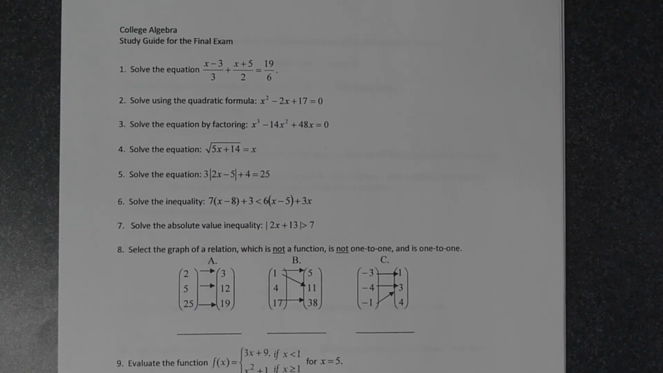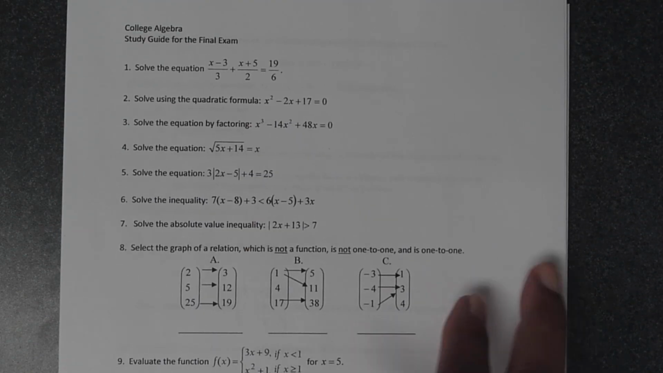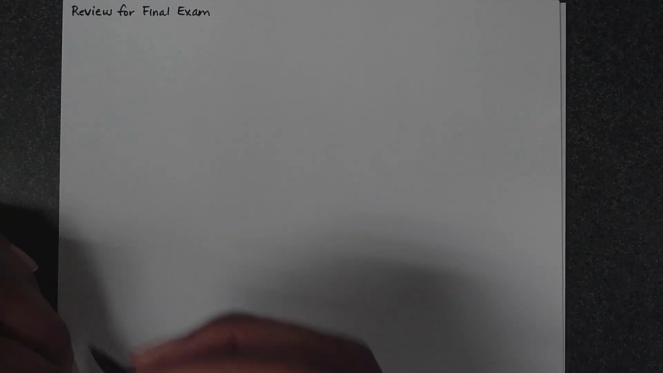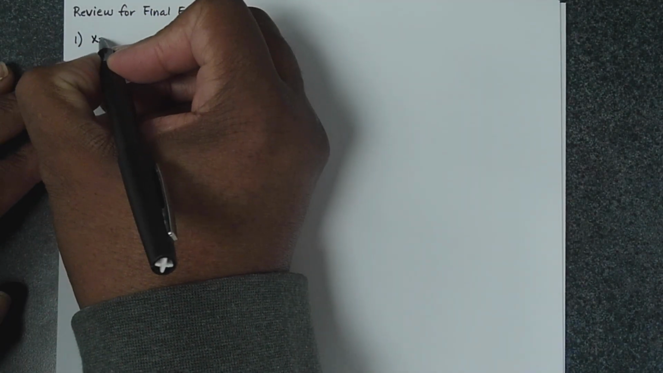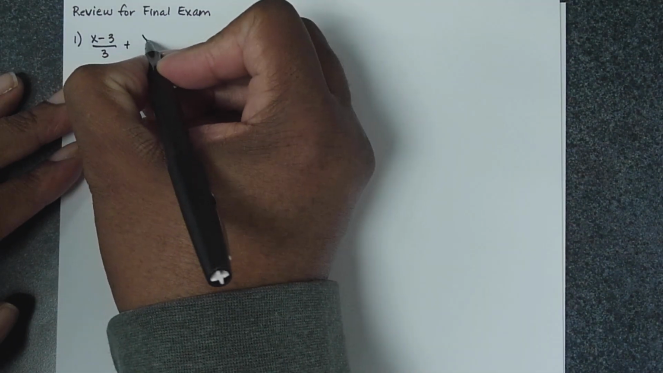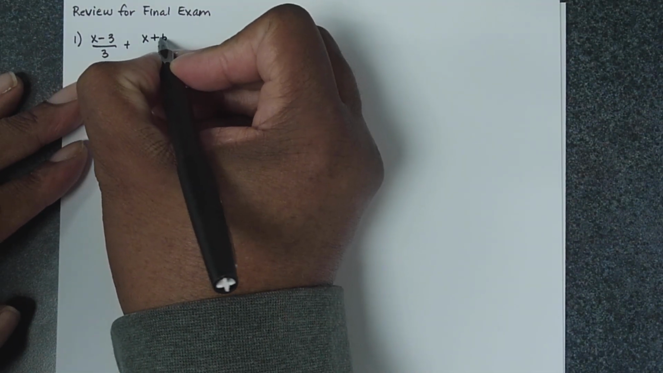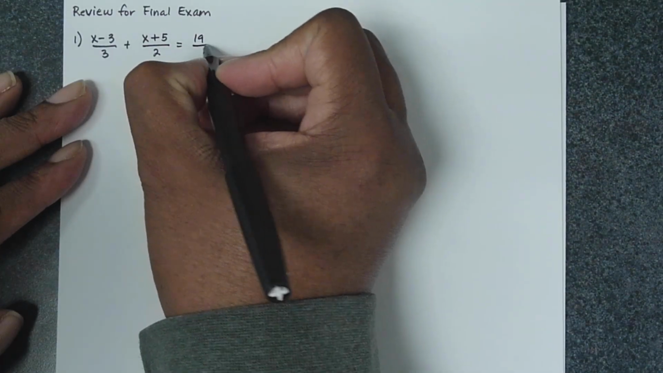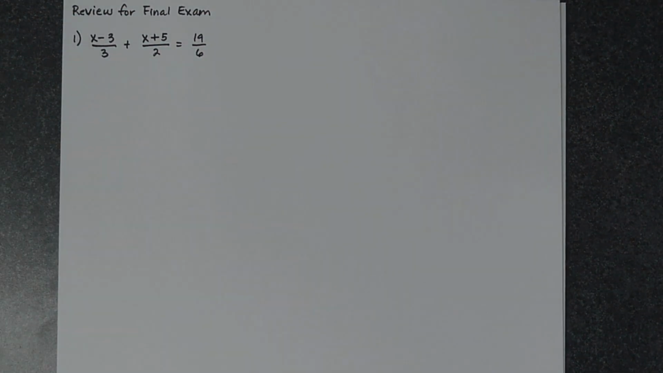All right, so we're going to start with problem number 1, where you're going to solve the linear equation (x minus 3)/3 plus (x plus 5)/2 is equal to 19/6. Let me go ahead and write down the problem. Here we have (x minus 3) divided by 3 plus (x plus 5) divided by 2, and that's equal to 19 over 6.